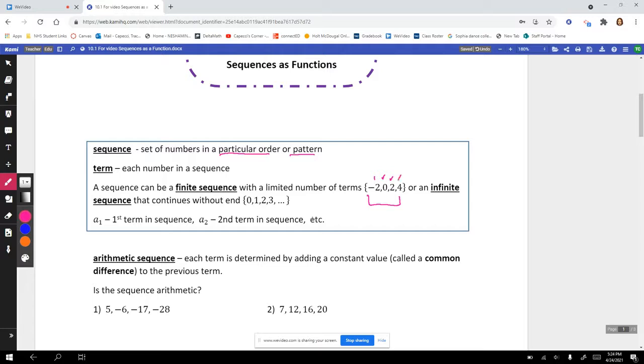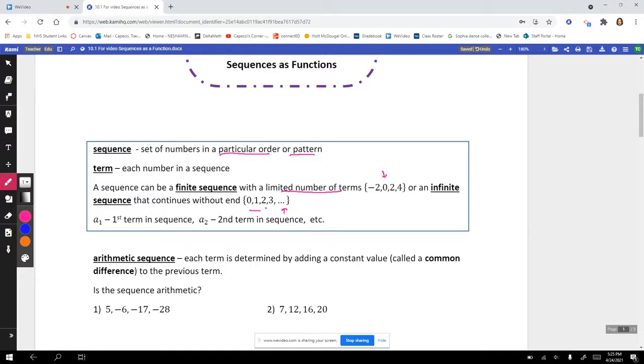1, 2, 3, 4. Now, a sequence can be a finite sequence, meaning there's a start and an end. It's a limited number of terms. Like I said, in this one, it looks like there's 4. Or an infinite sequence that continues without end. The ellipsis tells us it's going to keep going on infinitely.